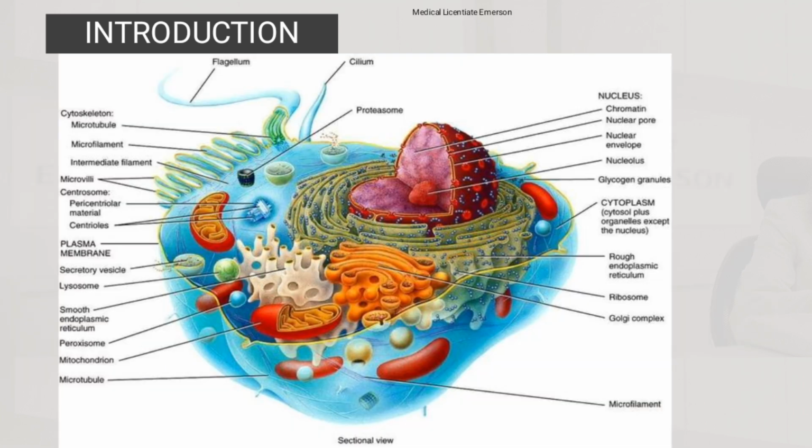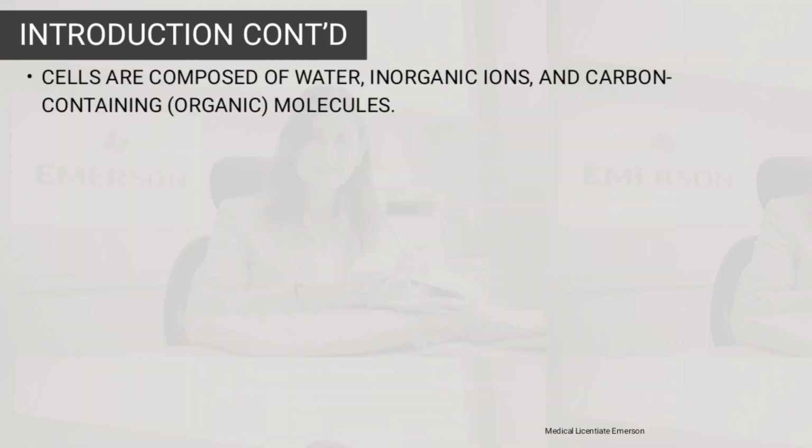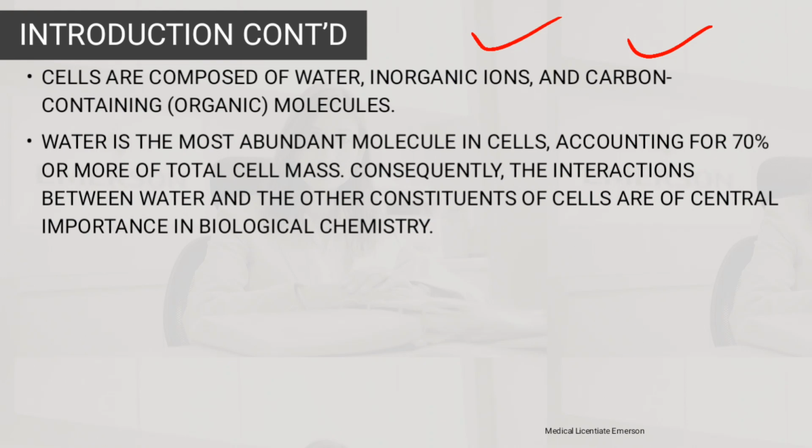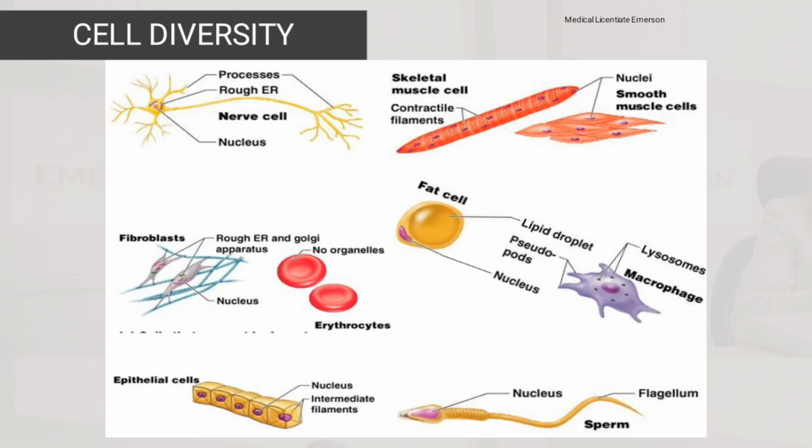That was the introductory part, and this is the section review of a human cell. Cells are composed of water, inorganic ions, and carbon-containing organelles. Water is the most abundant molecule in cells, accounting for 70% or more of total cell mass. Consequently, the interactions between water and the other constituents of cells are of central importance in biological chemistry.